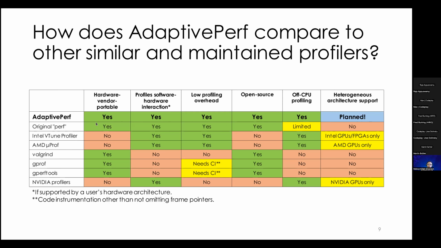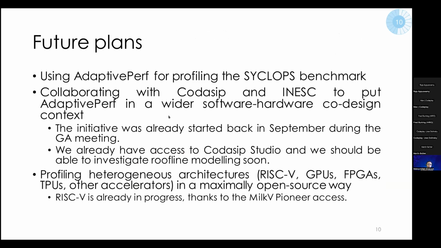So compared to other profilers like original Perf, Intel VTune Profiler, AMD uProf, Valgrind, gprof, gperftools by Google, or NVIDIA profilers, AdaptivePerf is currently on track to being the most feature-rich, low-overhead profiler amongst the most popular choices for Linux. And I want to touch briefly on future plans for AdaptivePerf.